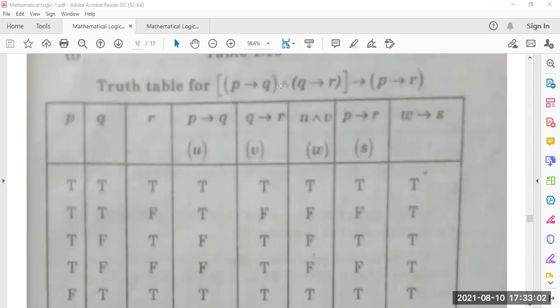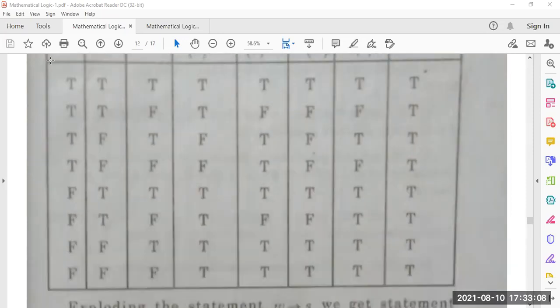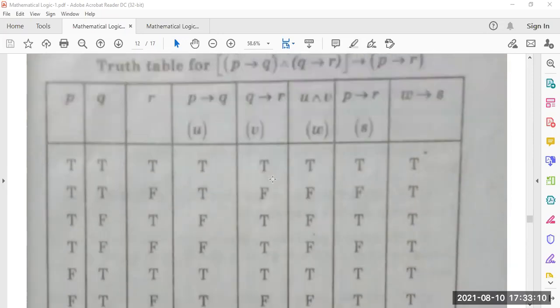Now here P implies Q, meet Q implies R, so PQR is 3 variables. That means 8 rows are required, 2 to the power 3. Truth table for P implies Q, meet Q implies R. At first we have to take PQR, no negation is here. P implies Q, we have to record here. Q implies R, we have to record here. P implies R is also required here.